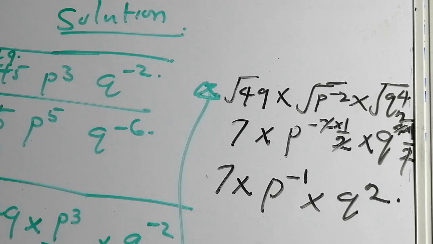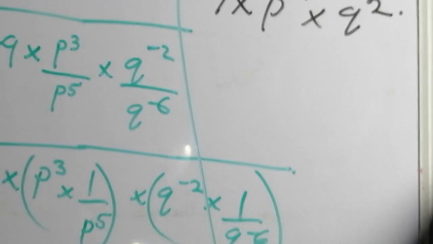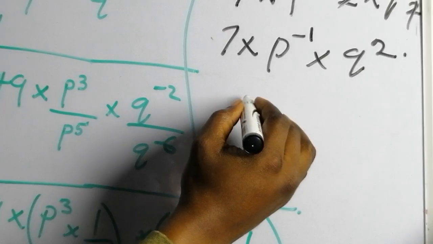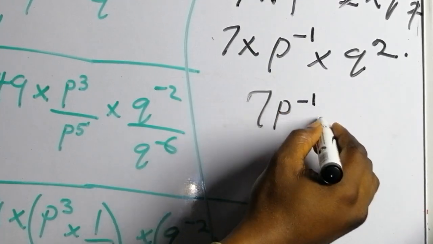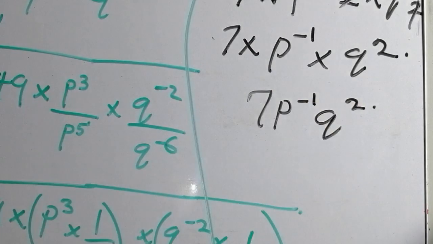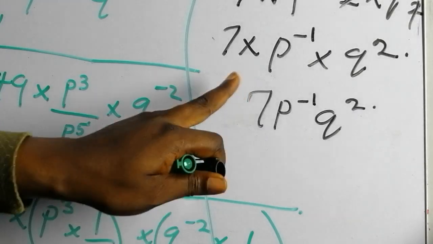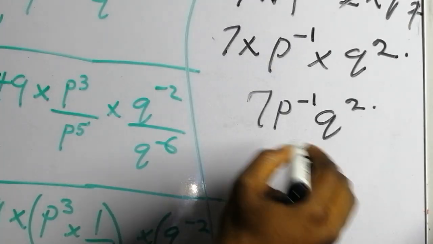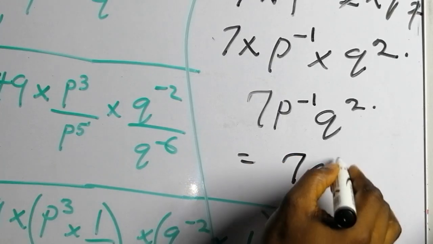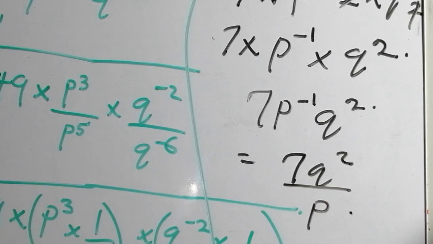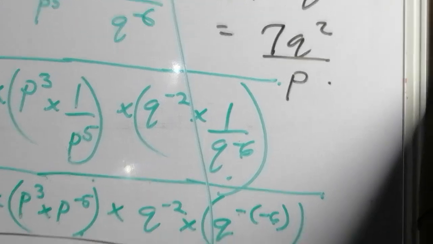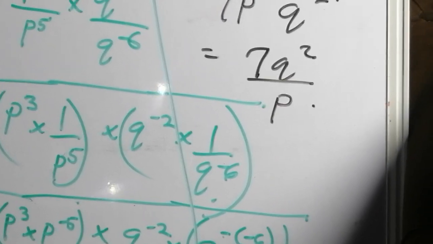Square root is the same thing as raised to the power half. I mentioned it in indices, so go through it if you don't know. At the end of the day, I'll be getting 7p raised to the power minus 1, q raised to the power 2. I've been able to simplify this. So go to the options and see if you can get this. If you are not seeing this, it's the same thing as 7q raised to the power 2 over p, since p raised to the power minus 1 is the same thing. So you will get your answer like that. That's the simplification.